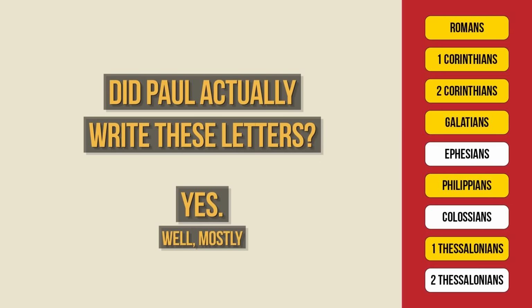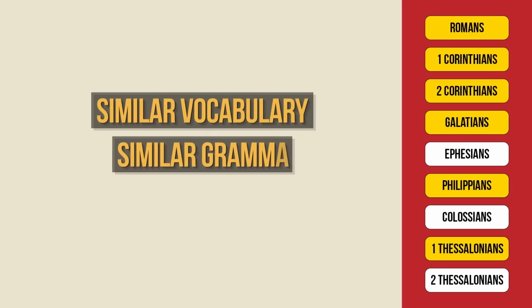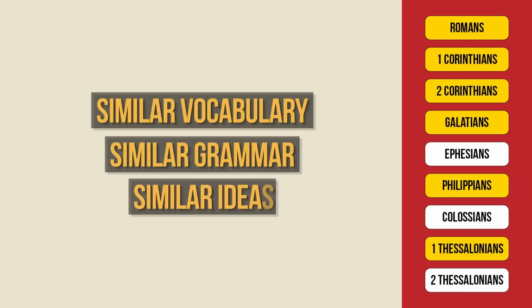How do scholars make distinctions like this? Well, it mostly boils down to style. The 6 epistles thought to be genuine all share a very similar writing style, similar vocabulary, similar grammar, and similar ideas. The other 3 stand out as being different.